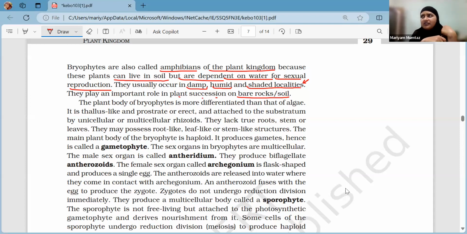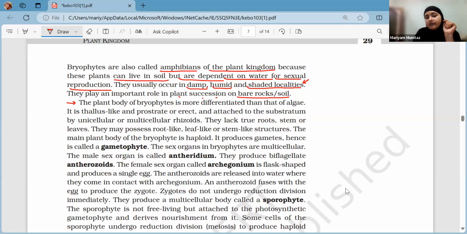Ecosystem chapter, I think it's there in the ecosystem chapter, one type of succession is there, isn't it? Primary succession, secondary succession, all these things are there. They are very important for that particular process, mostly for primary succession.